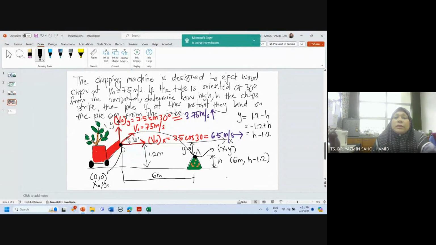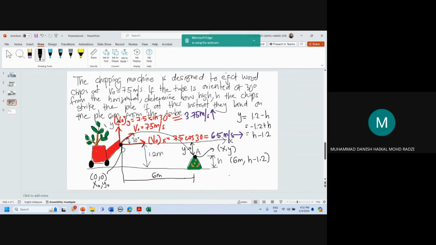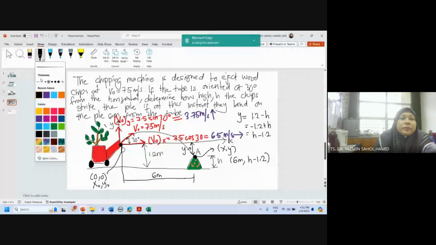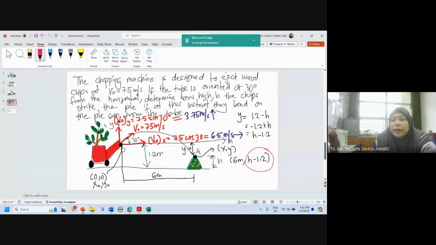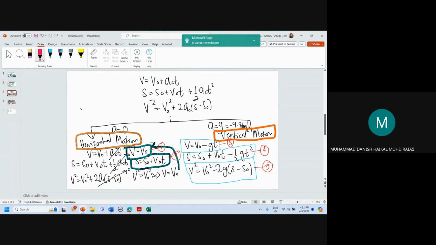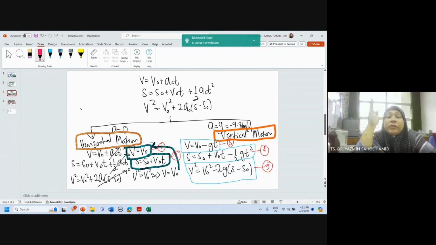Now, for this question, what is the question? They ask you to find H. So when they ask you to find H, it means they ask you to find Y, because H here is actually Y. So which formula do you want to use? Have a look. Y is in the vertical direction. So you need to use the vertical motion formula to find Y. So which formula you want to use?